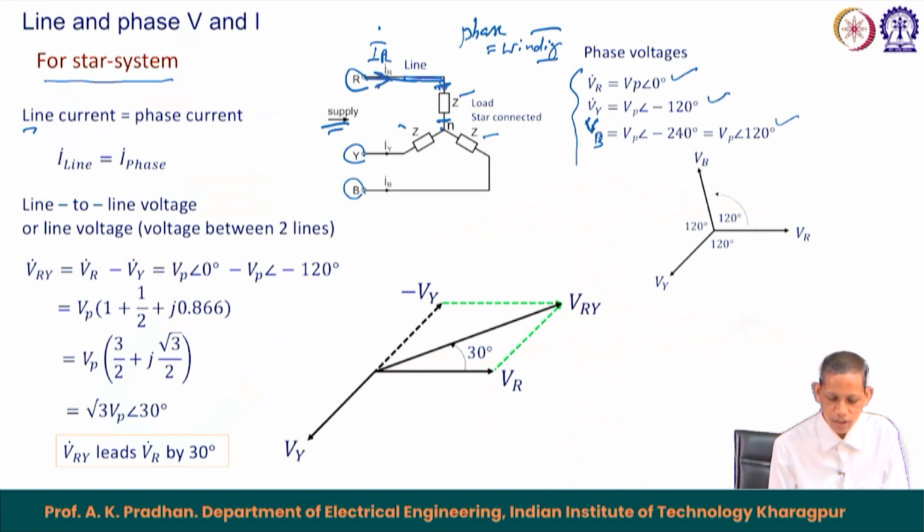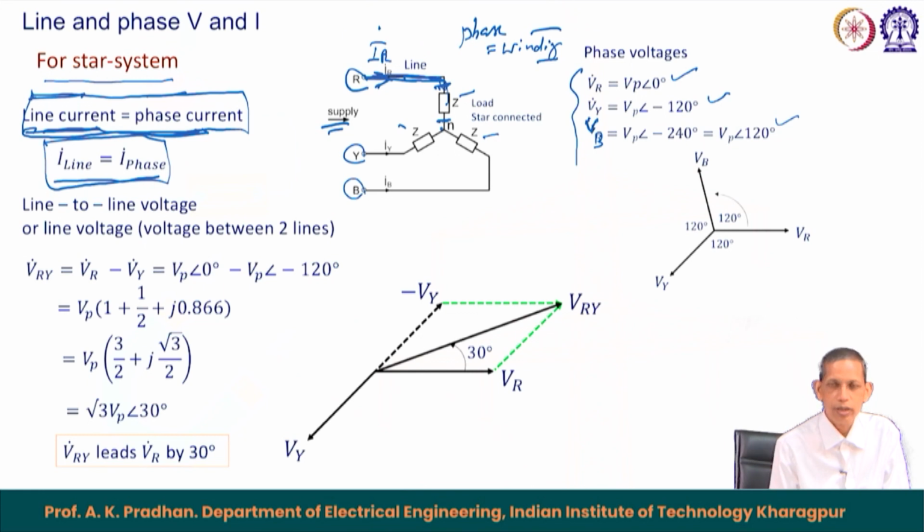That implies that for a star connected system, the line current flowing in the line equals the phase current flowing through the impedance Z or the winding, because they are connected in series here. If we apply the current law, then I R becomes the same as the current flowing through the impedance Z. So, we can straightforwardly say that the line current equals the phase current in a star connected system, and in phasor quantities also the line current equals the phase current.